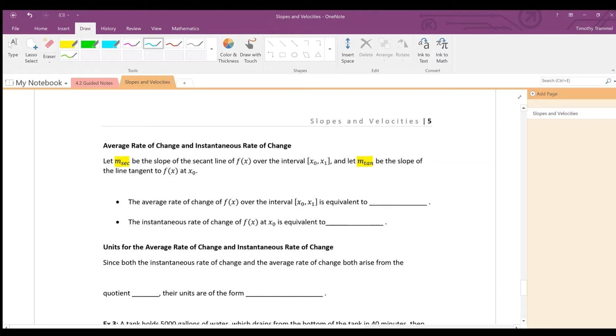And so if we read these two things down here, the average rate of change of f of x over an interval is equivalent to, and this is going to be the slope of the secant line. So when we were doing average velocity, that was really just the average rate of change of the position, right? The average rate of change of the position would give us the velocity. And then the instantaneous rate of change of f of x at x naught is equivalent to the slope of the tangent line.